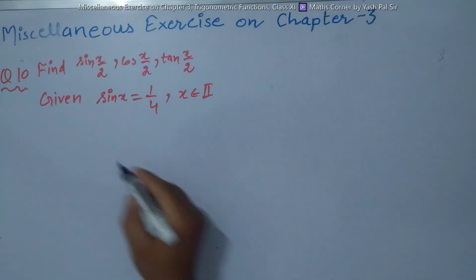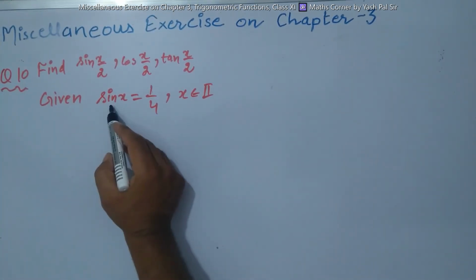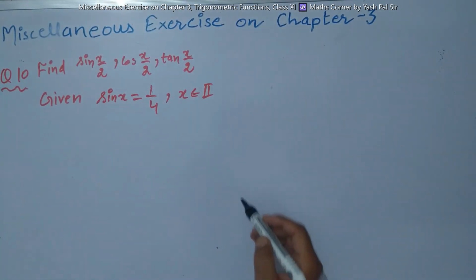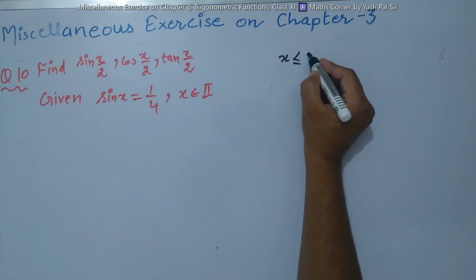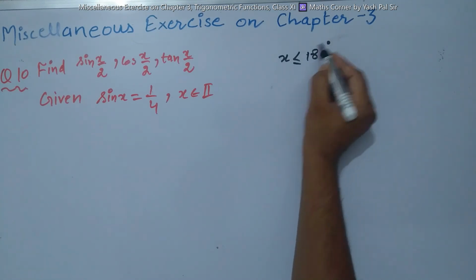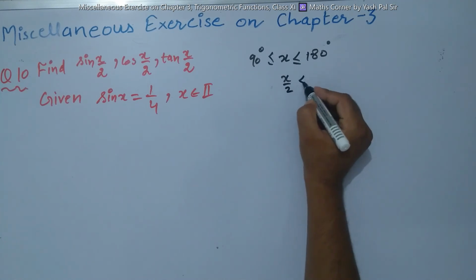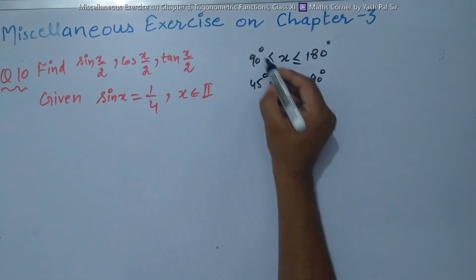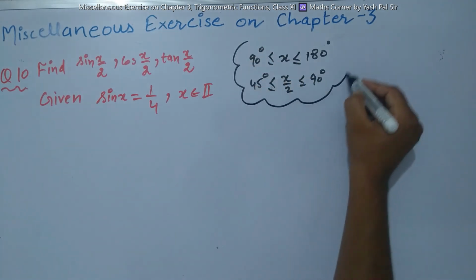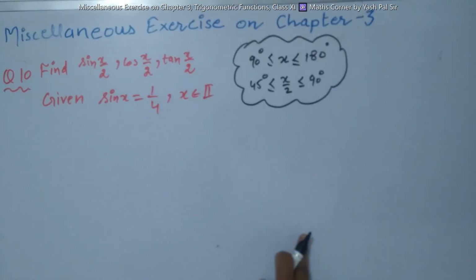Now what is question number 10? Find sin x by 2, cos x by 2, tangent x by 2. What is given? Sin x is equal to 1 upon 4. X is in the second quadrant, meaning less than 180 degrees and greater than or equal to 90 degrees. So x by 2 is in the first quadrant because of this relation. So all t ratios will be positive, that is sin x by 2, cos x by 2, tangent x by 2, all these t ratios will be positive.